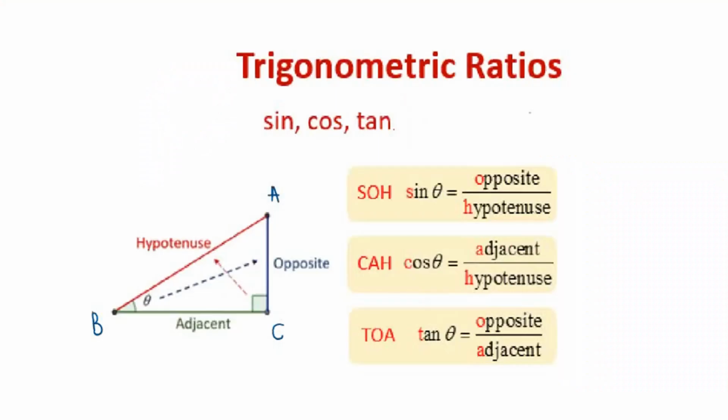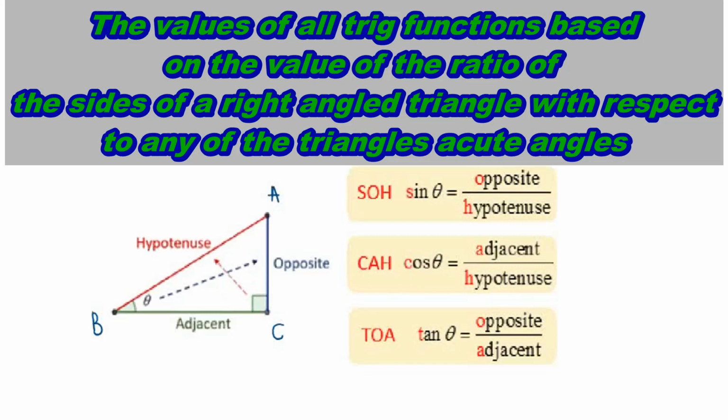So guys, what are trig ratios? Trigonometry ratios are defined as the values of all trig functions based on the value of the ratio of the sides of a right angle triangle with respect to any of the triangle's acute angles. So what do I mean by acute angles? I mean angles that are less than 90 degrees.